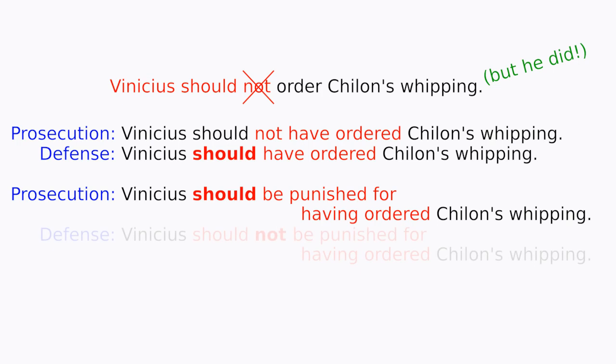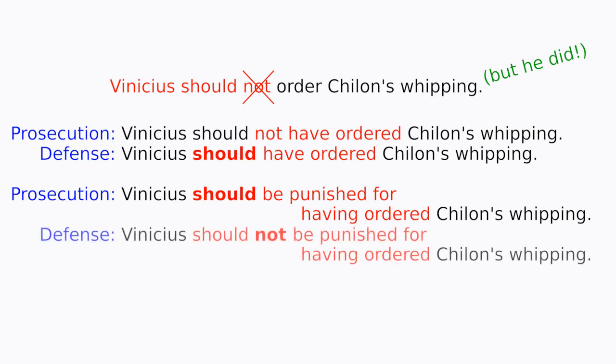Finally, the converse. Vinicius should not be punished for having ordered Chilon's whipping. That is, he had every right to do it, and perhaps was even rightly justified in doing it. He did nothing wrong, and so there is nothing to punish him for. This would be the case for the defense, charged with justifying Vinicius's actions. To close, I want to offer one more quick example.